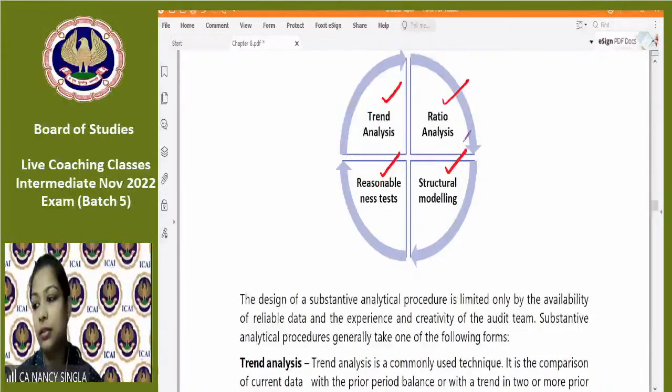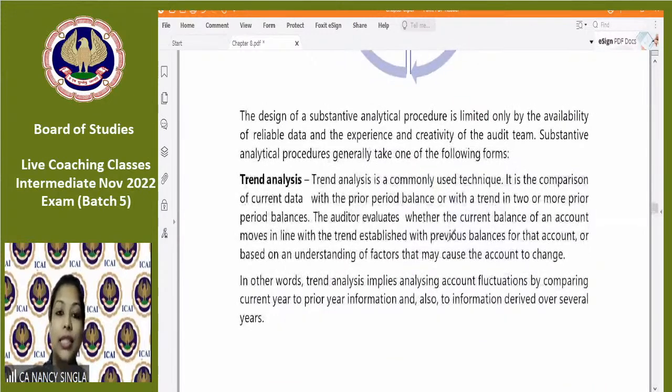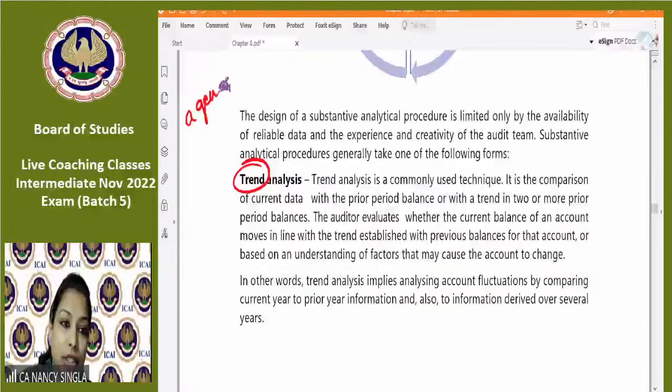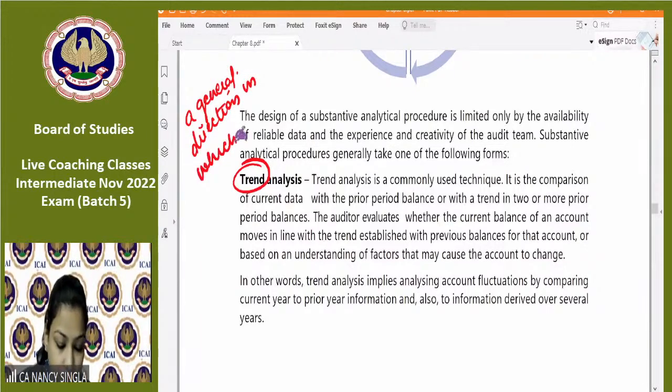So Hiral, your doubt is clear, right? Okay. Now trend. Quickly send in the replies. What in your understanding is meant by trend? So the first one is trend analysis. So what is trend? I can say it is a general direction, the dictionary meaning, in which something is developing.